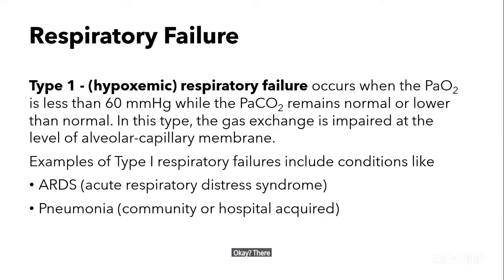There are different types of respiratory failure. We start with type 1, which is hypoxic failure. It occurs when the PaO2 falls below a certain level and the PaCO2 remains lower than normal or remains normal. In this type, the gas exchange is impaired at the level of the alveolus. Type 1 respiratory failure would be conditions like ARDS or pneumonia.